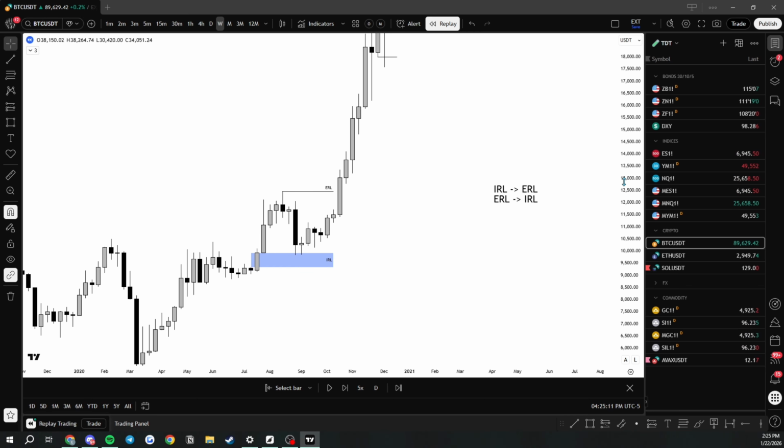How many lines do I have on my chart? How overwhelming is this chart? Not very overwhelming, right? It's very calm, very simple, it's easy to understand. And that's what we should be aiming for.